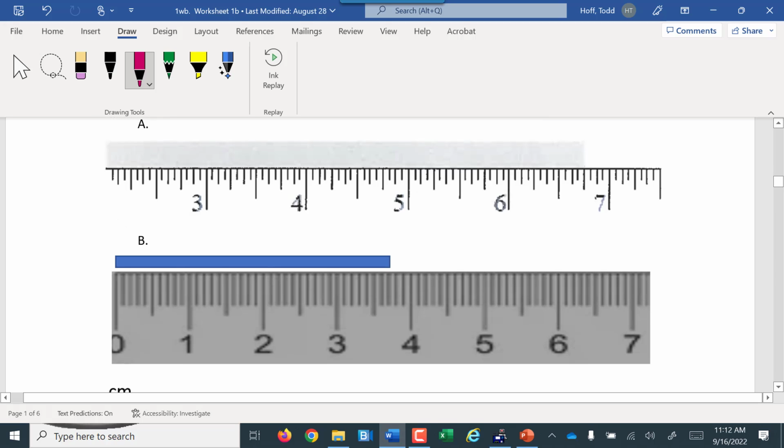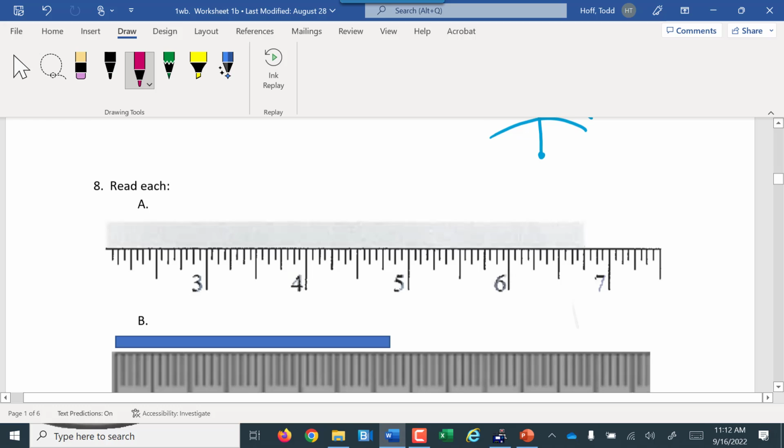But in order to read these analog measurements, we'll start out with rulers. Boy, that second one is blurry enough to make me dizzy. Sorry about that. Don't look at that one too closely.